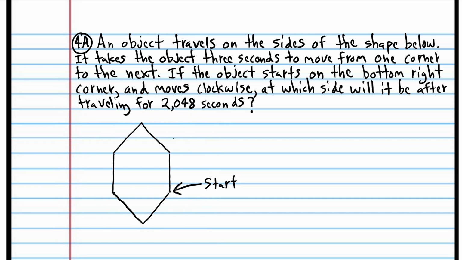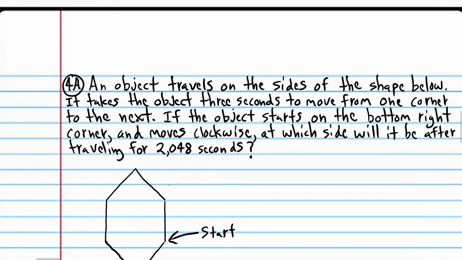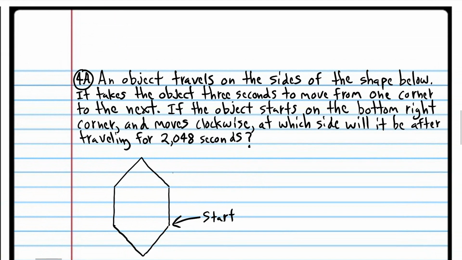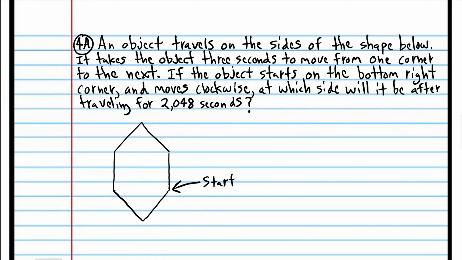So think about that. Think about what it's asking you. We're starting here. We're moving from corner to corner to corner, and it takes 3 seconds for each of these sides. And they're asking you what side is the object going to be at after 2,048 seconds. So this problem seems impossible to solve. I mean, how can we do this? Well, again, there's kind of a trick. Again, word problems are designed to be tricky sometimes.